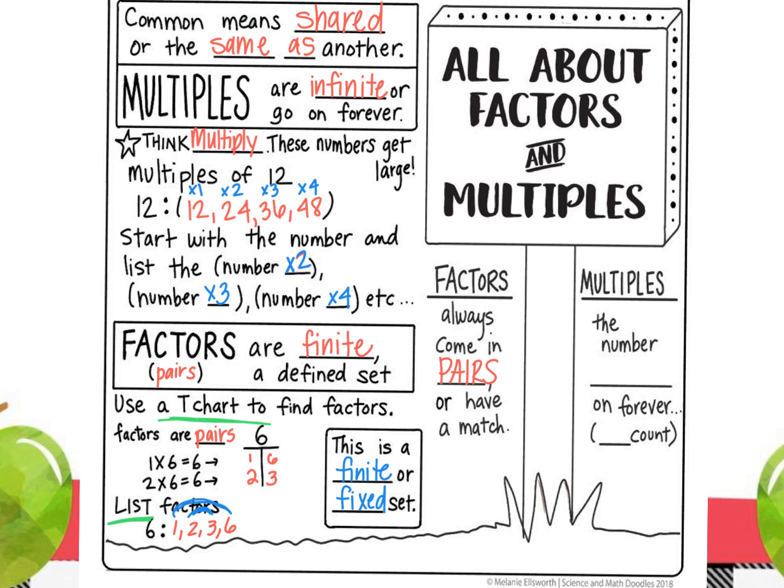Multiples, the number is multiplied on forever. So that basically means we're just skip counting. So an example of skip counting, 2, 4, 6, 8, 10, 12, and so on. Can you write that? If I write, you write.